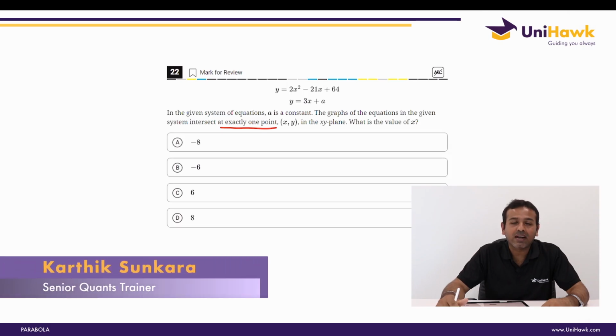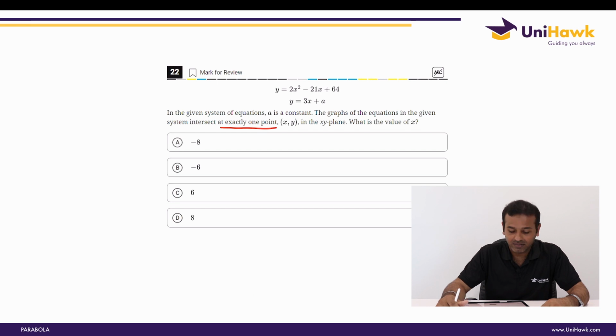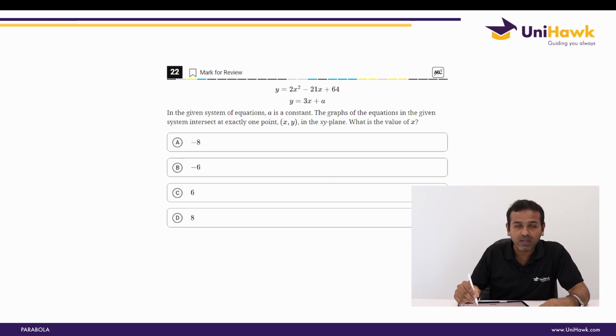Today we will do one of the hardest questions on parabolas. Take a moment to read the question. Here you can see two equations. One is a parabola equation, another one is a straight line equation. And the question is asking to find out what is the value of x where it meets at exactly one point. To find out that, we need to solve these two equations.